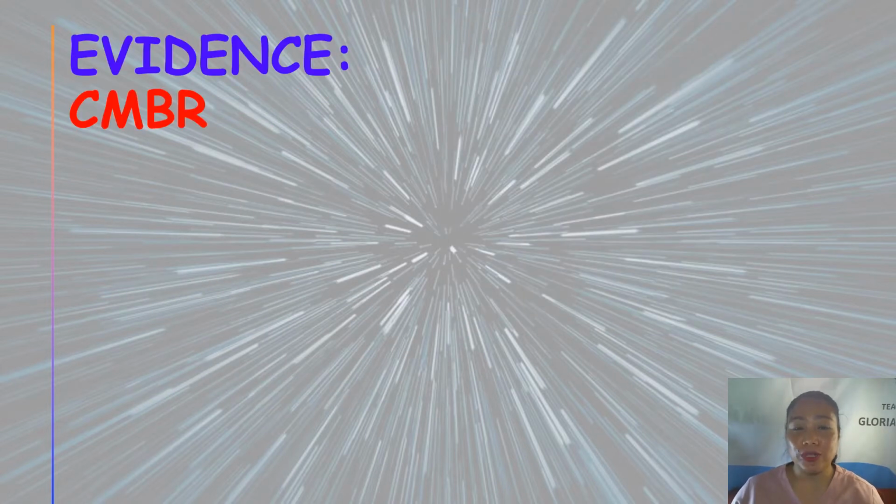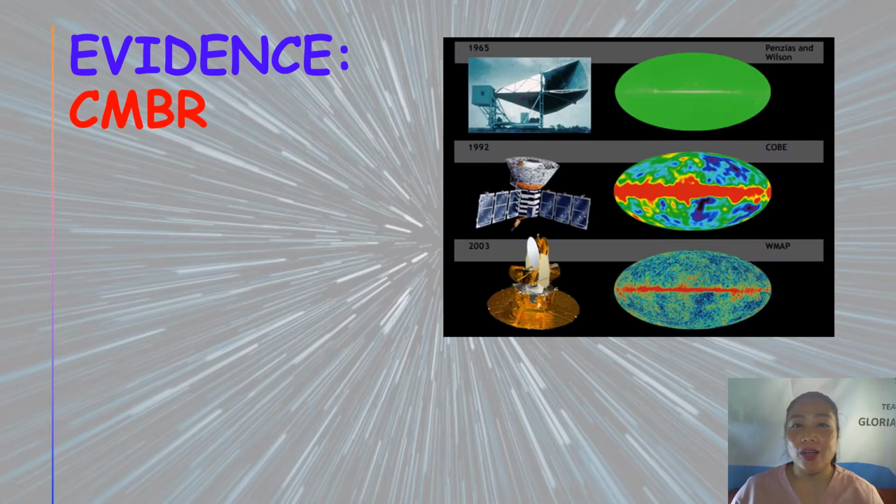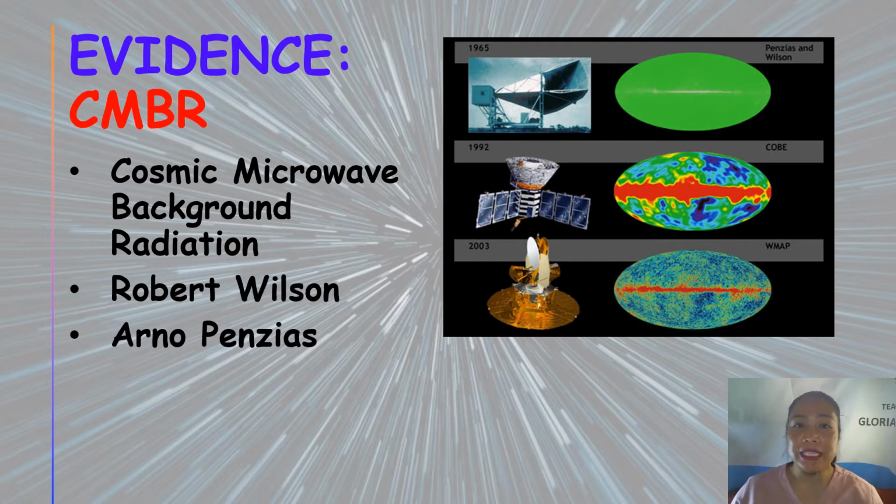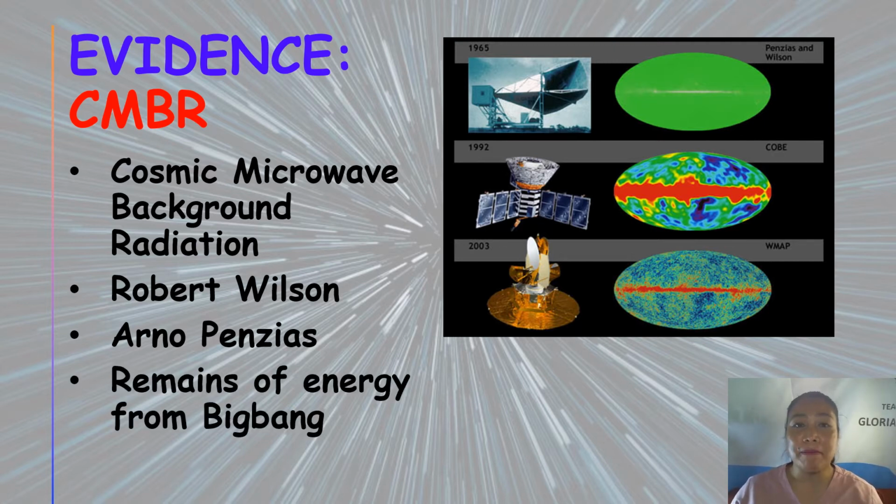Evidence number 2, CMBR, Cosmic Microwave Background Radiation. In 1965, Robert Wilson and Arno Penzias discovered a low, steady hum from their Holmdel Horn antenna, an antenna built to support NASA's Project Echo. They concluded that the noise is cosmic microwave background radiation, or CMBR. These are remains of energy created after the Big Bang expansion.